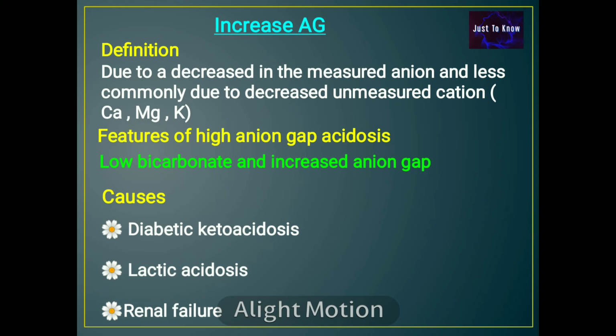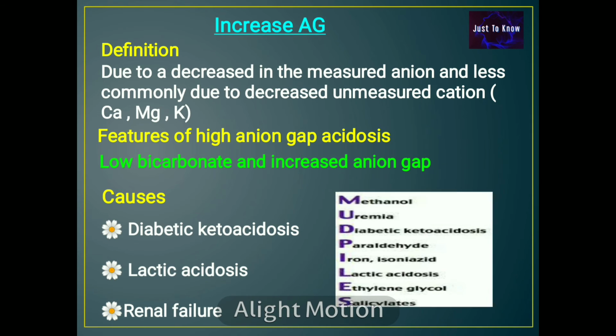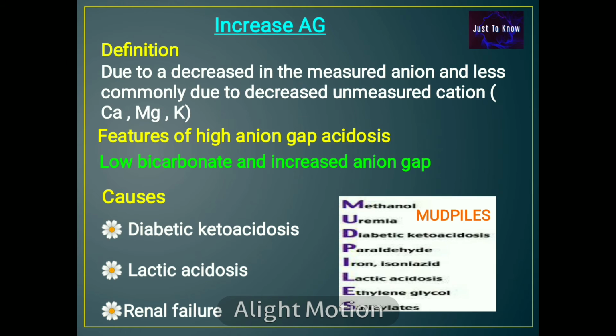We have a mnemonic to remember the increased anion gap causes. It is MUD-PILES, where M stands for methanol, U for uremia, D for diabetic ketoacidosis, P for paraldehyde, I for iron, L stands for lactic acidosis, E for ethylene glycol and S for salicylate poisoning.